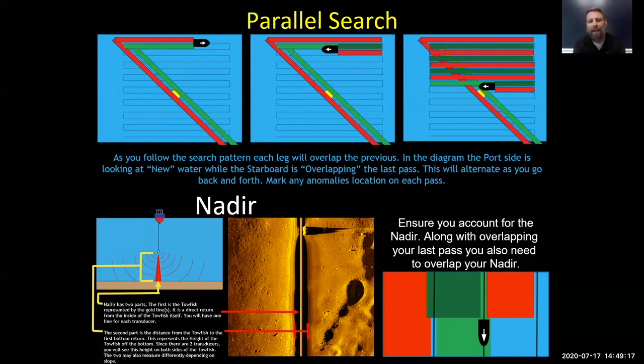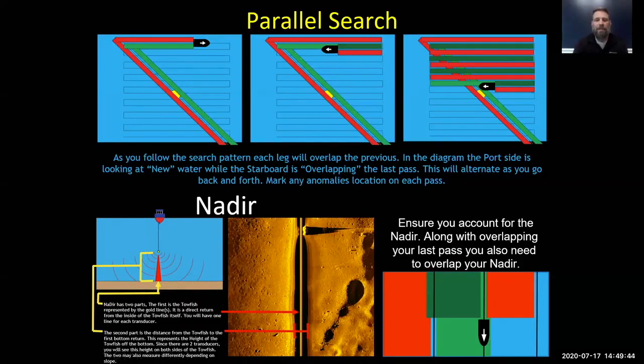Well, how do we cover that when we are doing our search pattern? We need to make sure that we cover that, and we do that through what's called overlapping. And so you want about a 10% overlap of your last pass. And so we can kind of see that in our lower right-hand corner image.